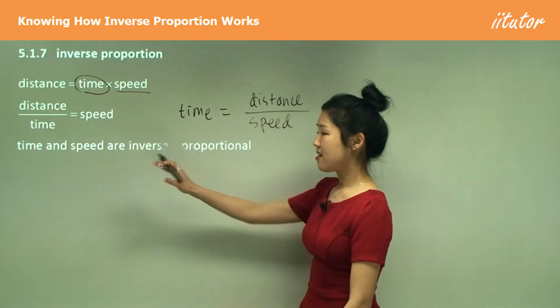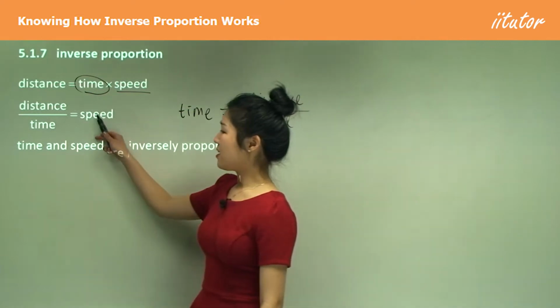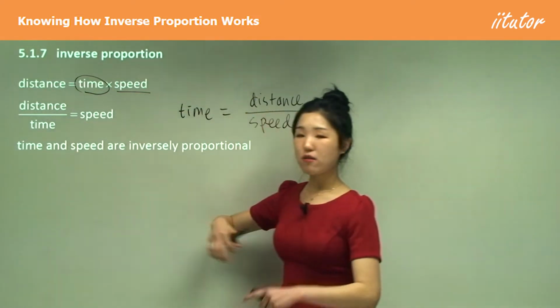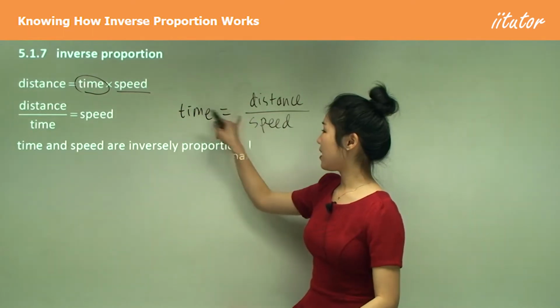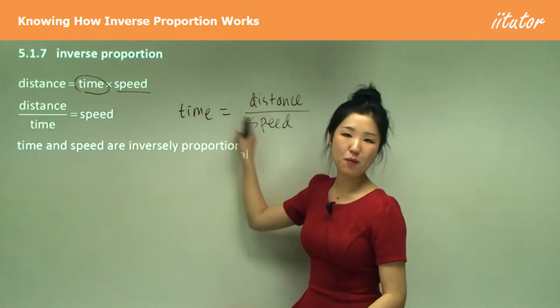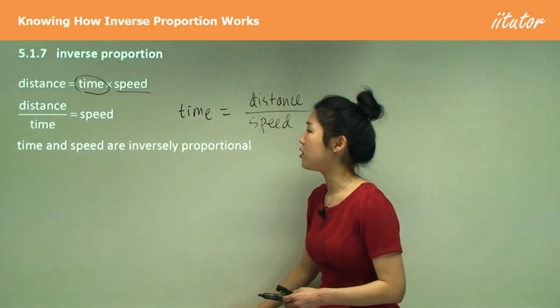This tells us that time and speed are inversely proportional. Speed is distance over time, and inversely, time is distance over speed. Time and speed are basically going to be in one of these positions. Okay, that's what it means by inversely proportional.